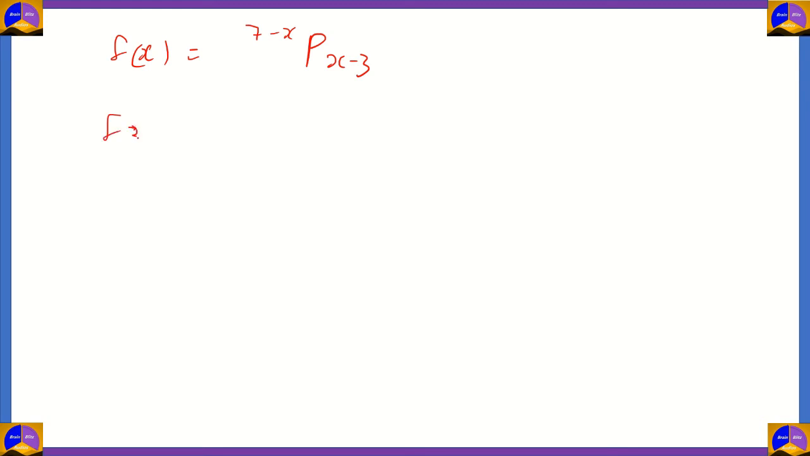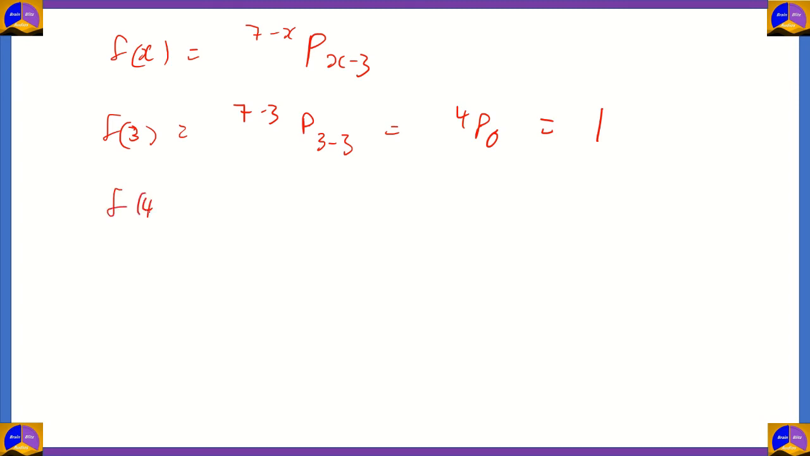So for f of 3, the value will be 7 minus 3 P 3 minus 3. That will be 4P0. So if you're not permuting the 4 pens in any way, then the value of 4P0 is equal to 1. You'll study this function in detail when you're studying permutations and combinations.